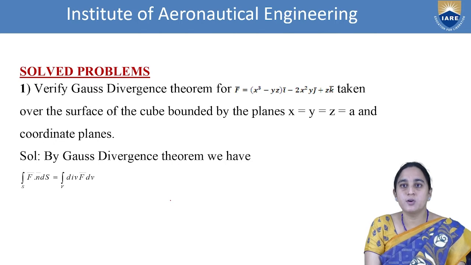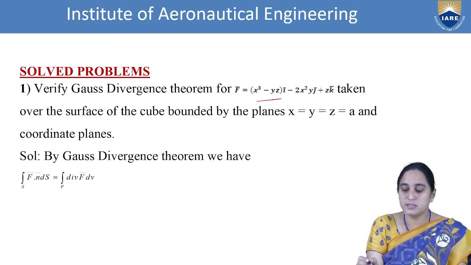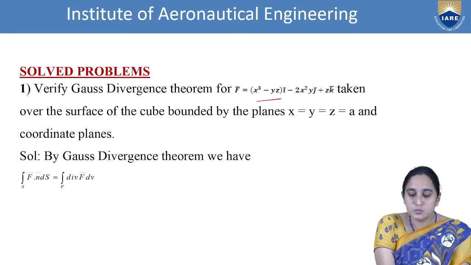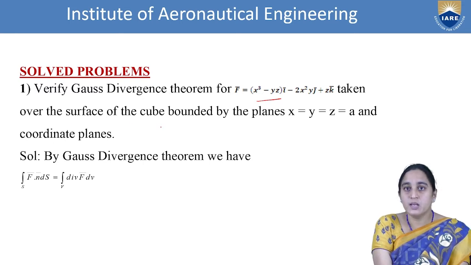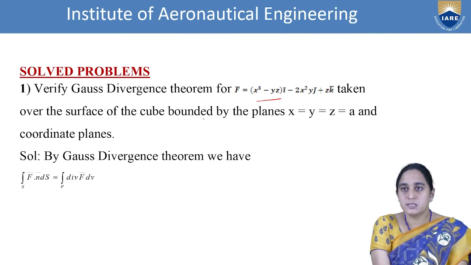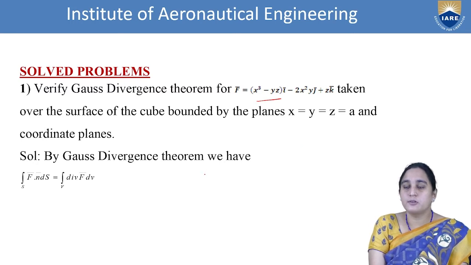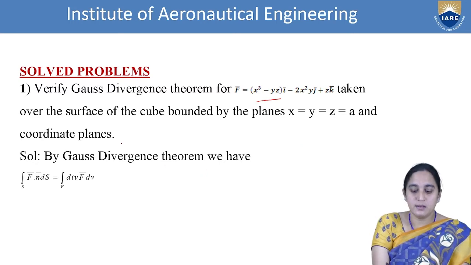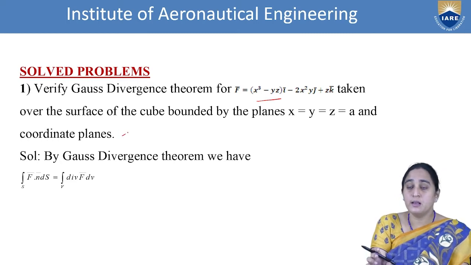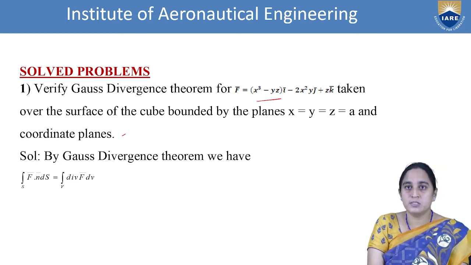Here we have to verify the Gauss Divergence Theorem. The vector point function is f bar equal to x cube minus yz into i bar minus 2x square y into j bar plus z into k bar. It passes through the surface of the cube bounded by the planes. What are the planes here? Here the planes are x equal to y equal to z equal to a and the coordinate planes. Now I have to verify the given conditions on the Gauss Divergence Theorem.